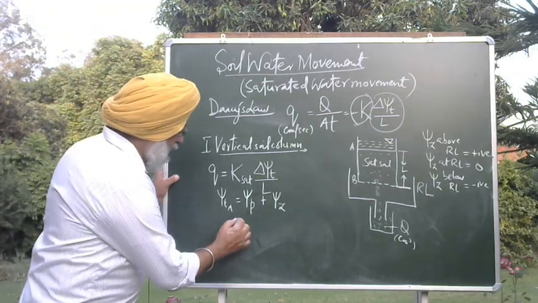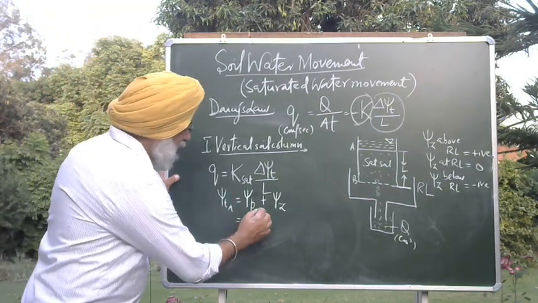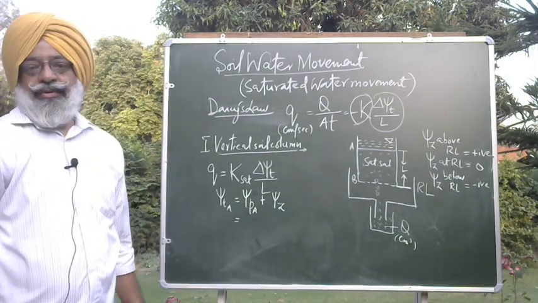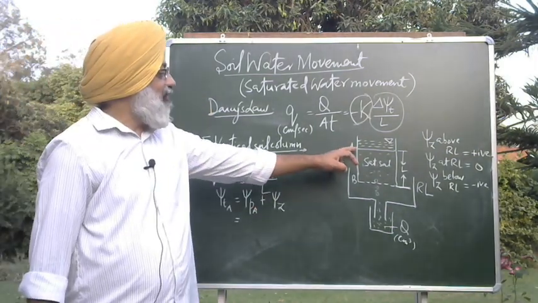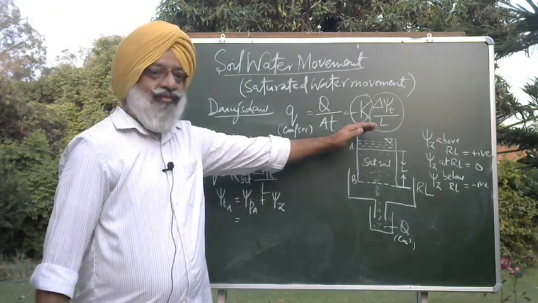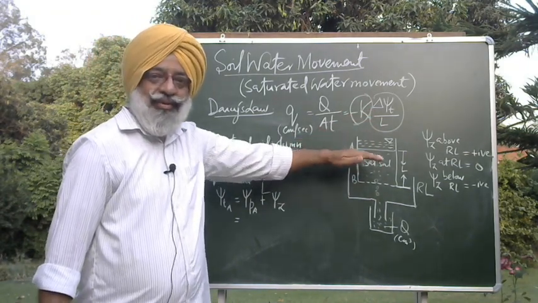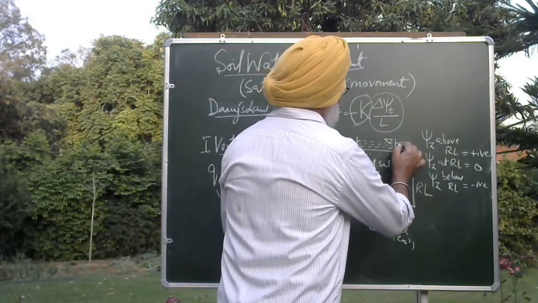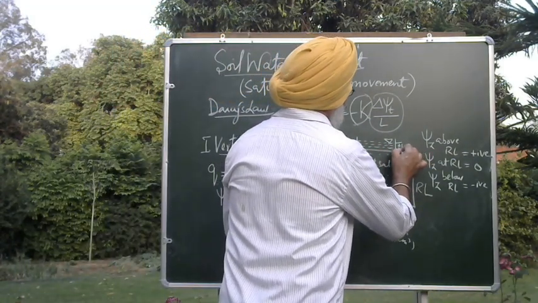Now, what will be the pressure potential at A? Pressure potential at A will be whatever amount of water or depth of water you have kept over here. So let this be H. We denote this by H.